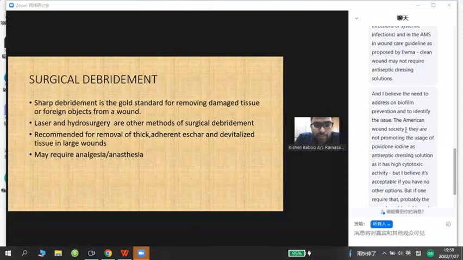You can't help removing even the healthy tissue, and you would also be causing some amount of bleeding. So not all patients are comfortable with surgical debridement, because even though we can optimize the pain post surgical debridement, some patients still complain of a lot of pain. But again, compared to other debridements, this is always the gold standard.